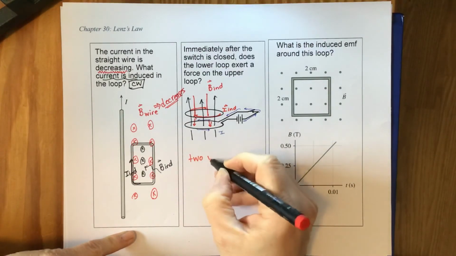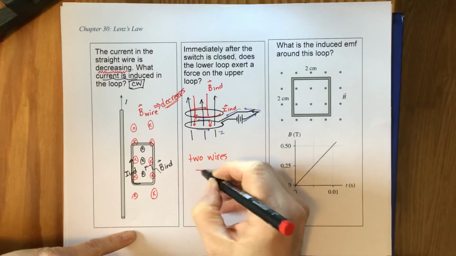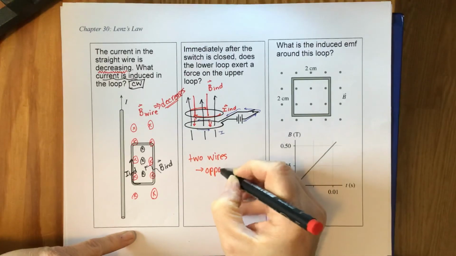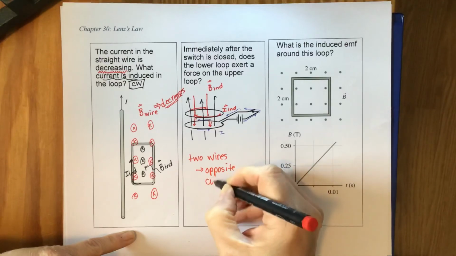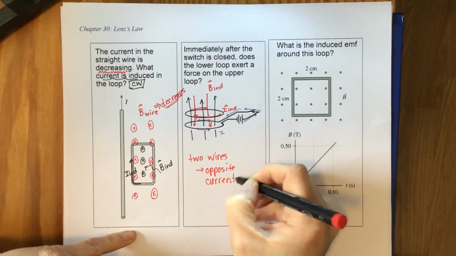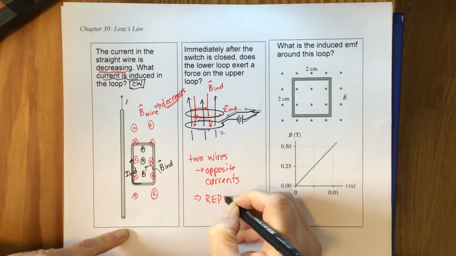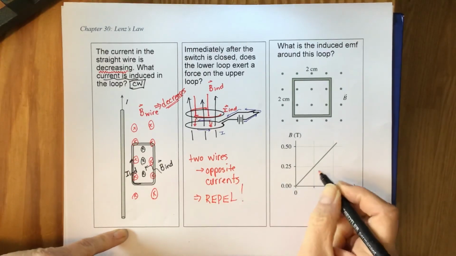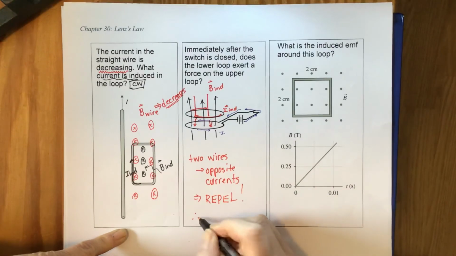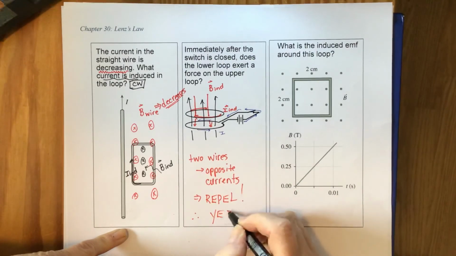So what we have are two wires with opposite currents. And we know that two wires carrying opposite currents repel. We did that when we looked at forces in current carrying wires. Therefore, the answer to our question is yes.